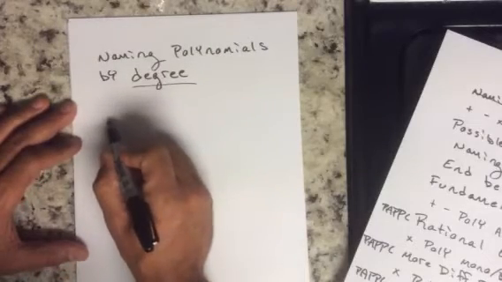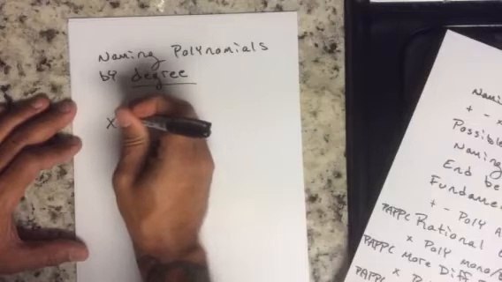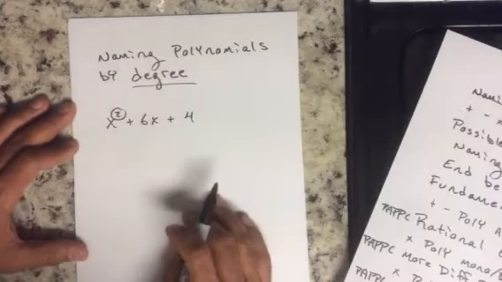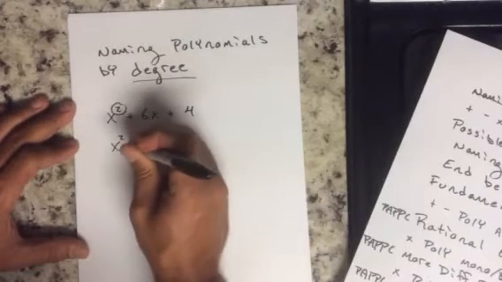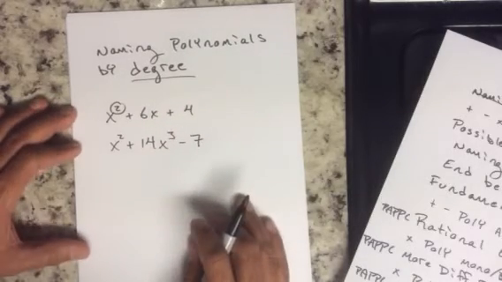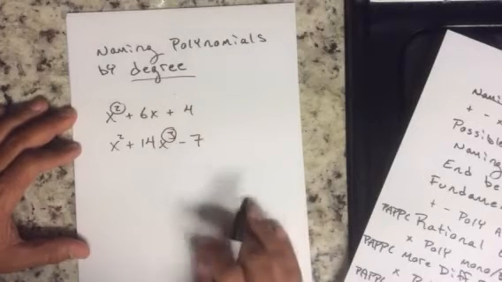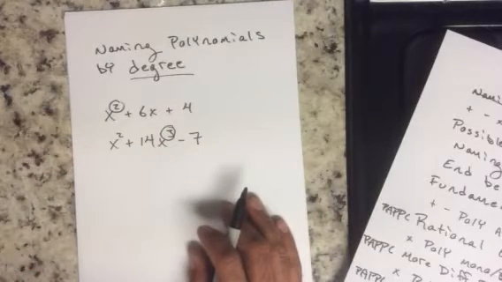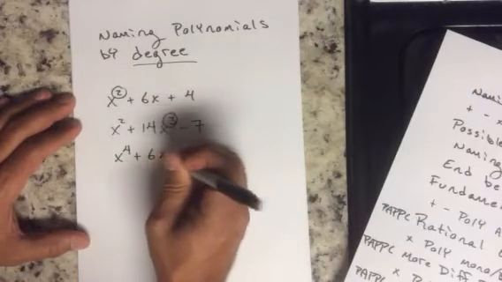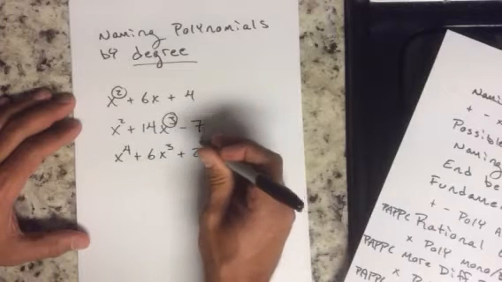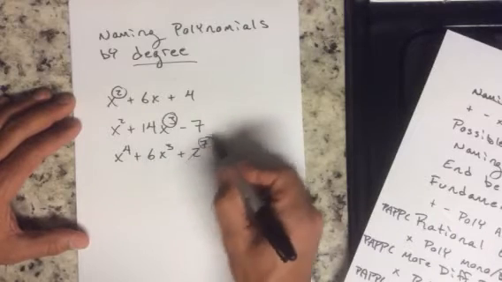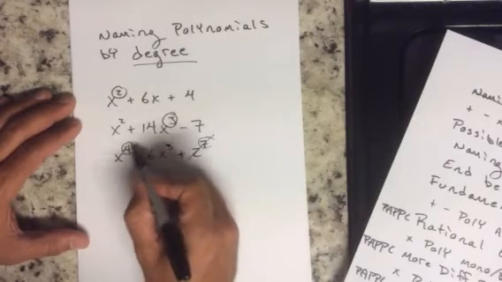So highest degree, if I have something like this, the highest degree is 2. If I have something like this, which is not in standard form, I can still see what the highest degree is. The highest degree is 3. And remember, when the exponent's on a constant, it doesn't count. So this is on a constant, so that degree doesn't count. The highest degree here has to be on a variable. The highest degree is 4.